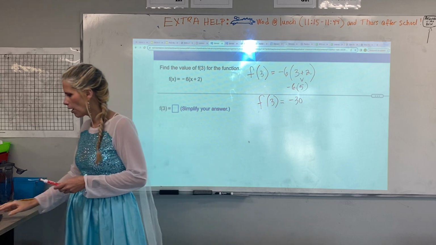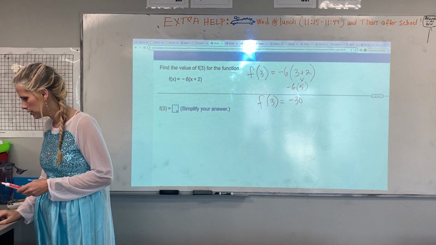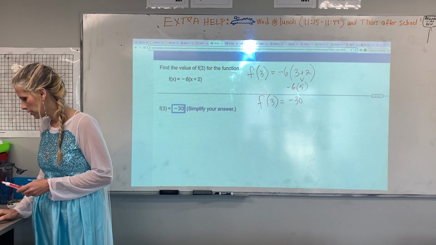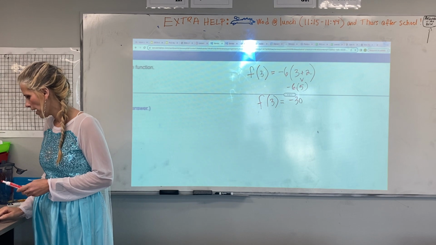So do you see how that problem is just like the other ones? Would -5 times 4 be -20? Correct.